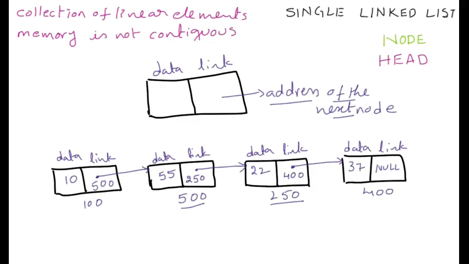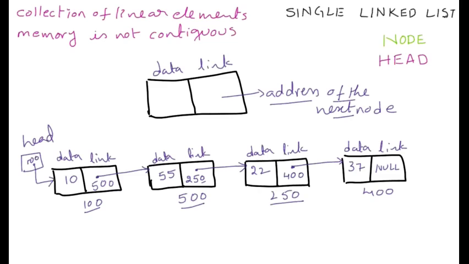The fourth node address 400 is stored in the third node link field. Third node address 250 is filled in the second node link field. And second node address 500 is filled in the first node link field. Whereas first node address 100 must be filled in head. Head always holds the address of the first node.